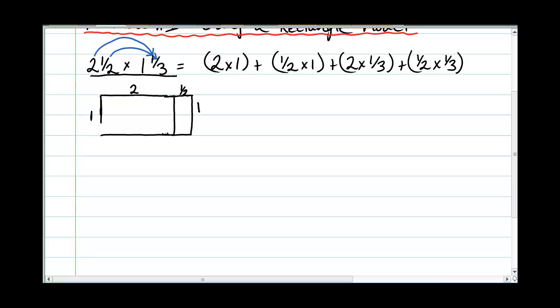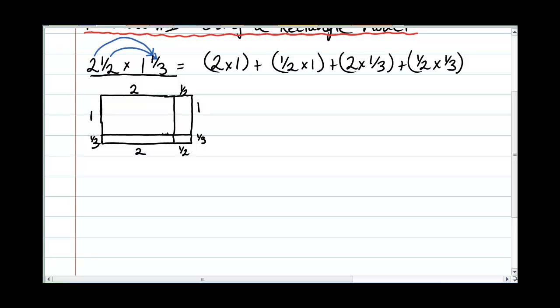Then I'm going to go 2 by 1/3. Well, here's 2. This is 1/3, and this is 2. And then we have this little section that's 1/2 by 1/3. So this is 1/2 by 1/3. And there's my rectangle.